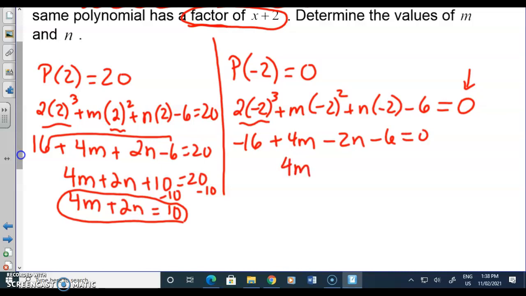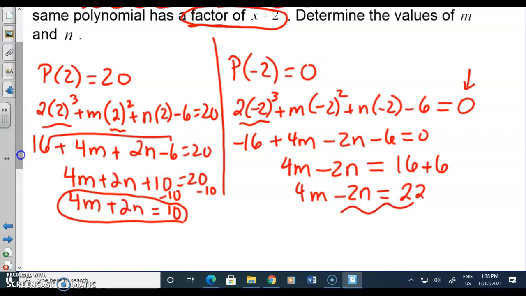Then I have 4m subtract 2n. I'm going to bring in my constants, and I'm going to add 16 to both sides. I'm going to add 6 to both sides. So then I'm going to end up with 16 plus 6, which is 22. Now, I have two equations.